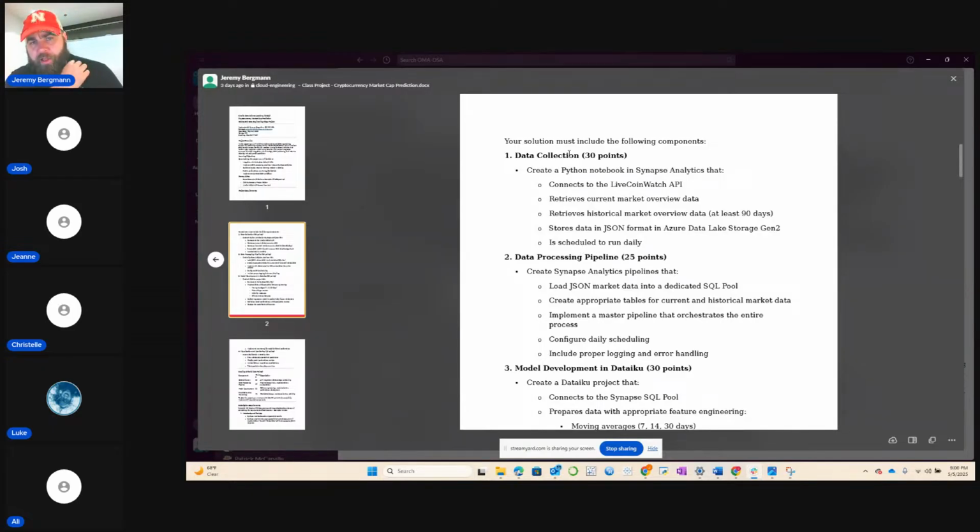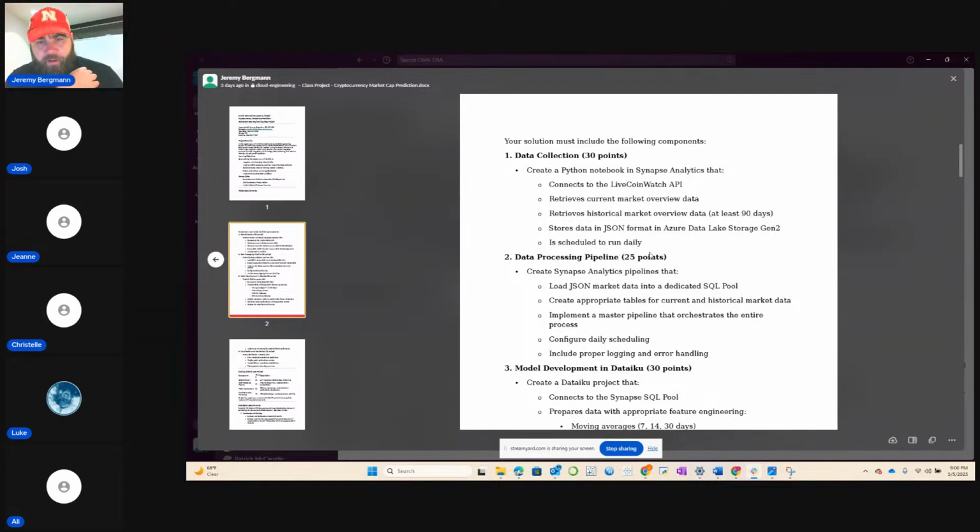If you think of this end-to-end pipeline, it's your data collection or ingestion first. So creating a Python notebook in Synapse Analytics that connects to that API, gets that response back for the market overview data, stores it as a JSON file, and you could run it daily. You schedule that notebook in a pipeline to run daily.